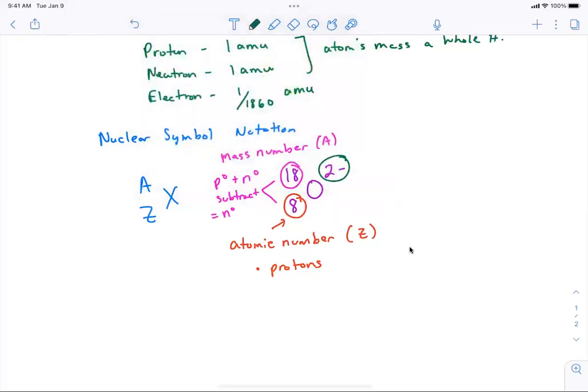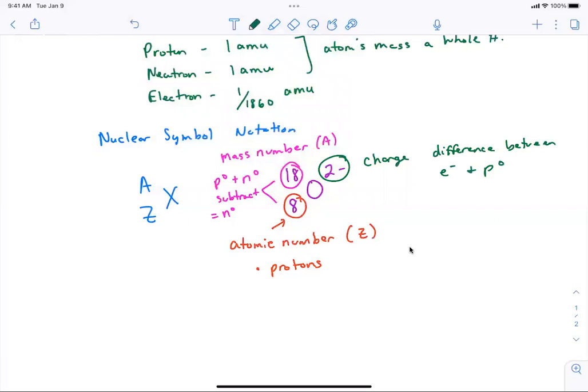And lastly, our charge. The charge essentially tells us the difference between electrons and protons. So our charge tells us how many more or fewer electrons we have compared to our protons. And that's why the sign is important, and that's why the quantity is important.